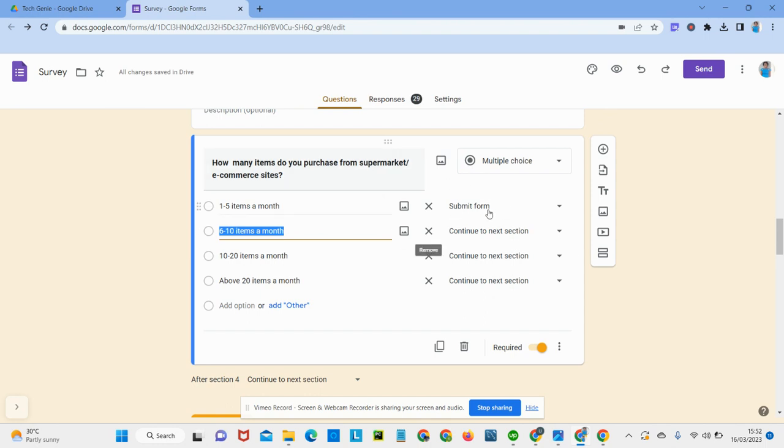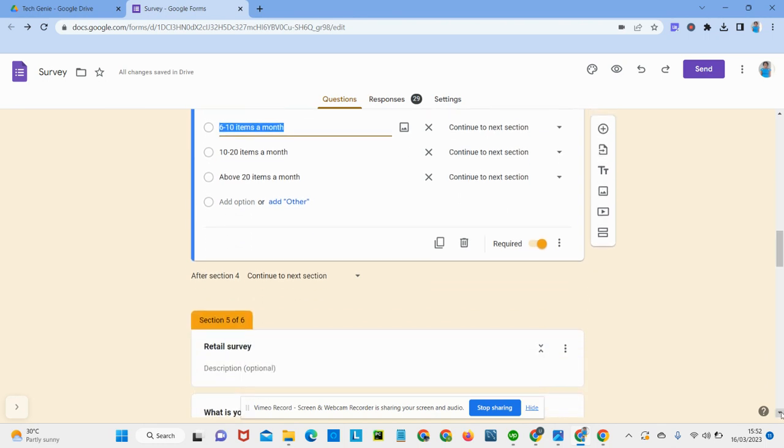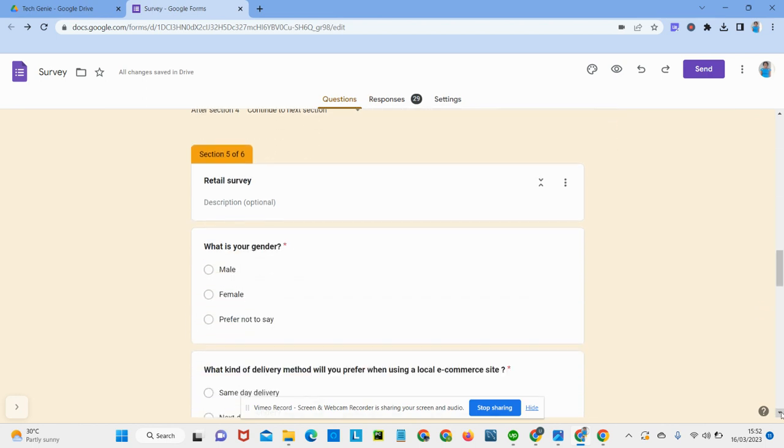But if it's 1 to 5 items a month, they should submit the form because they are not part of what I want them to do. So these first three questions I have are what I call the screener questions, because they help me screen my population to make sure that the people who are going to fill my form are the user group that I am really, really interested in. And so I'm moving on now.